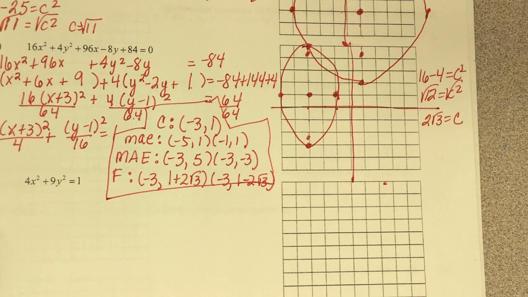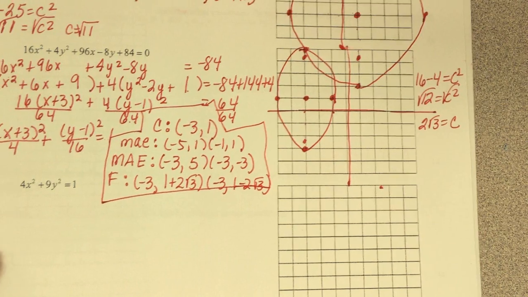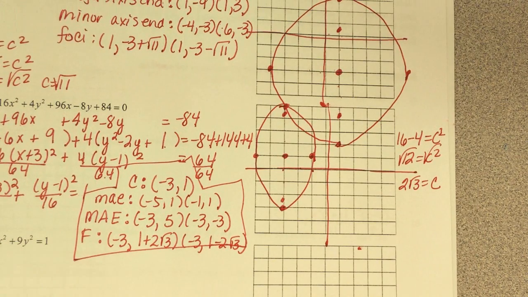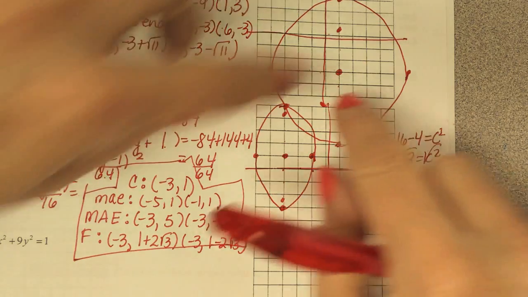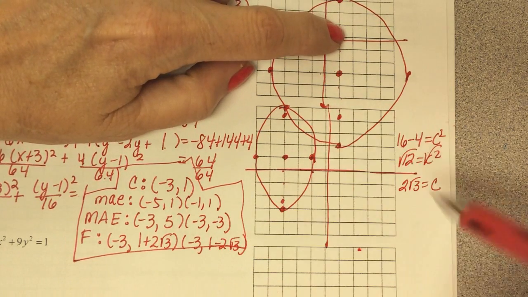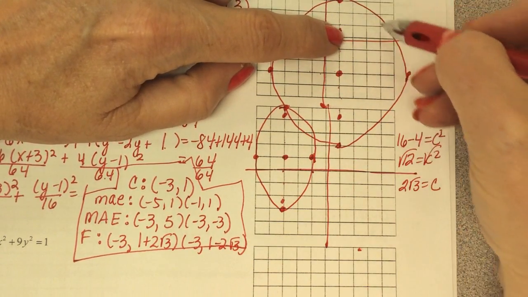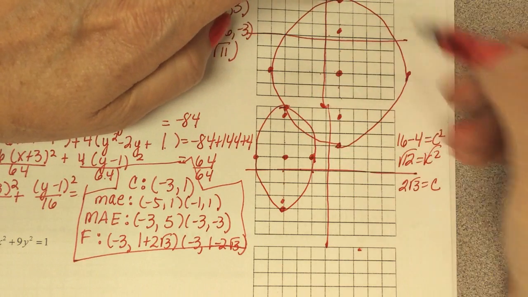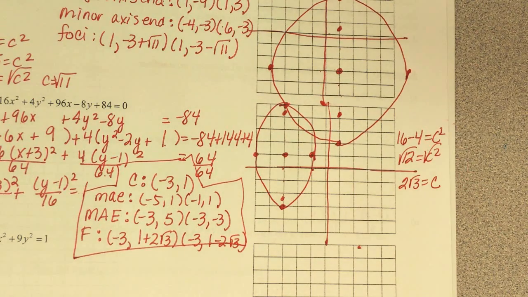Yes? The focus is actually how it's created. If I had a piece of string and I had you put your fingers here and here on the foci, and I took that string and pulled it, it would create an ellipse if your fingers were holding the ends of the string at those focal points. We just don't have time to do that today, but we'll do it and I'll show you. But that's where the foci always would lie. Okay.